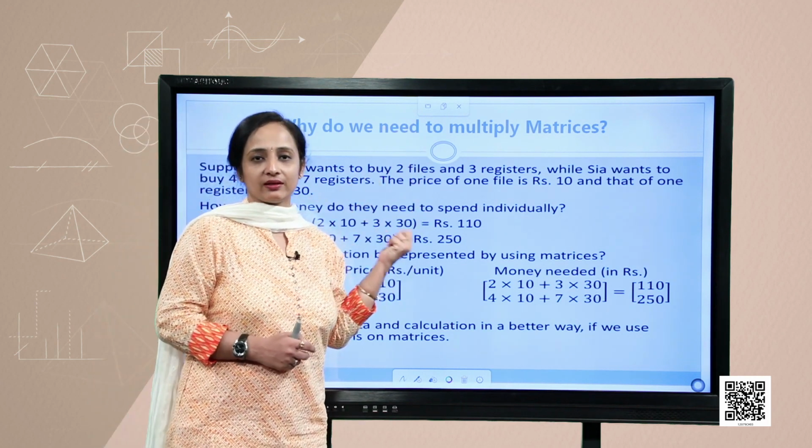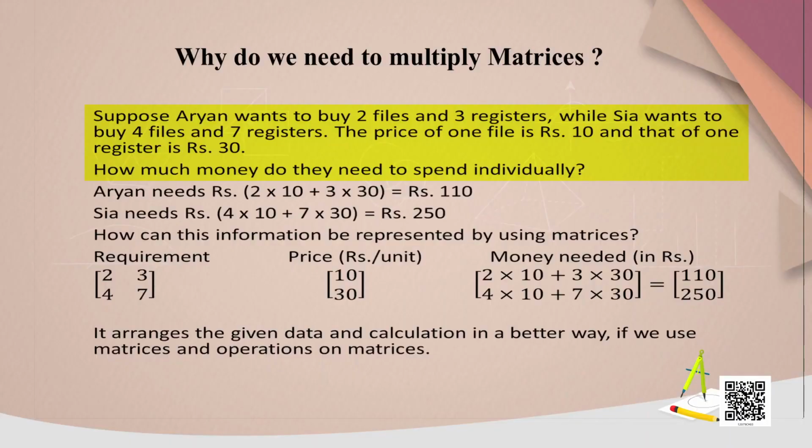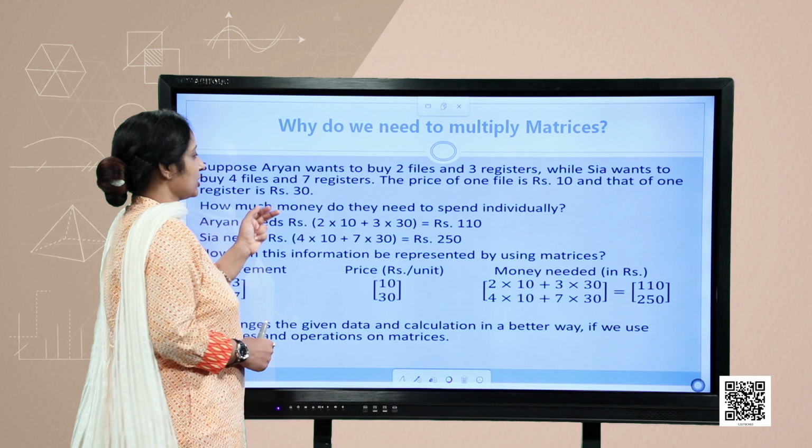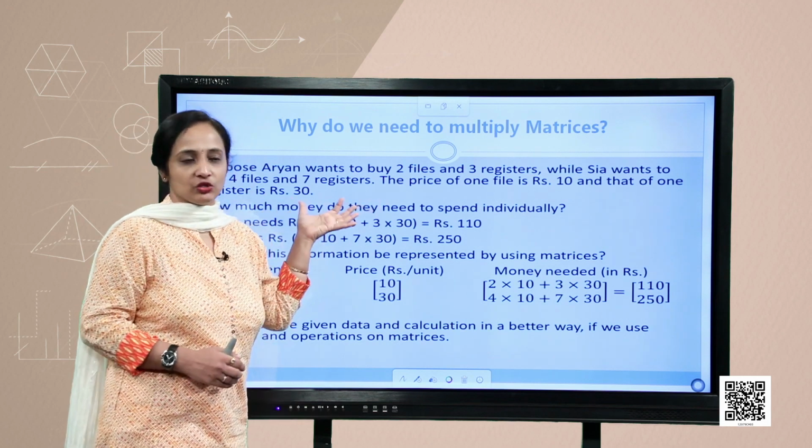And now the fourth and the final operation is multiplication of matrices. But why do we require it? For example, Aryan wants to buy 2 files and 3 registers and Sia wants to buy 4 files and 7 registers. The price of one file is 10 rupees and a register is 30 rupees. So how much money do they need to spend individually?